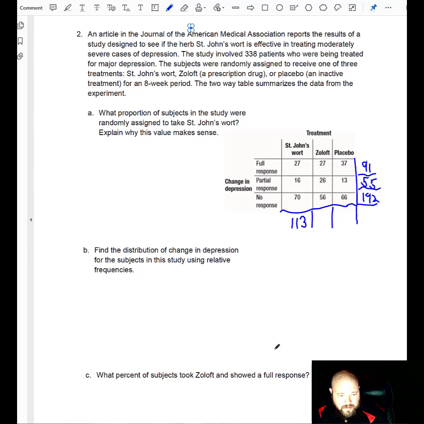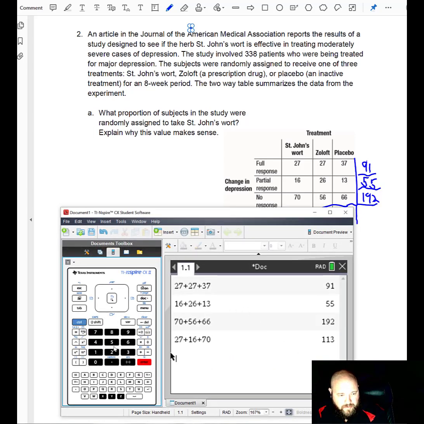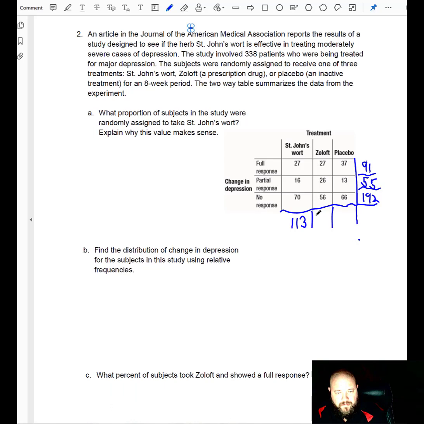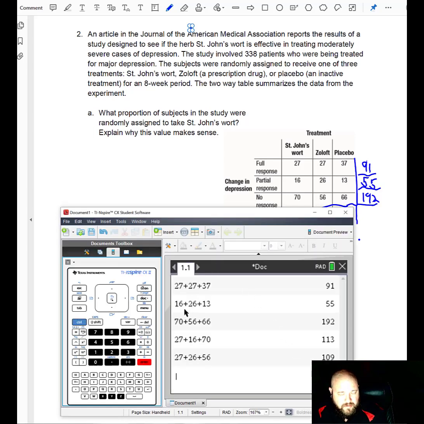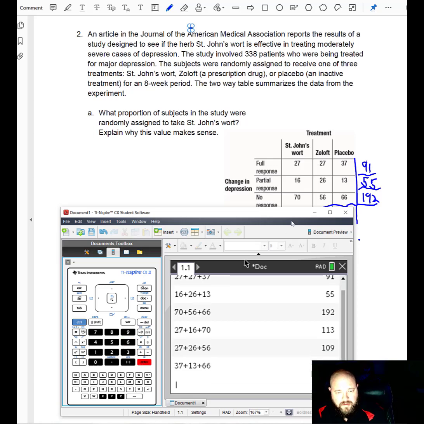Alright, so now we need to get the Zoloft column, so we'll do 27 plus 26 plus 56. And that's 109. And then we need to add the last. So we got 37 plus 13 plus 66. That's 116.